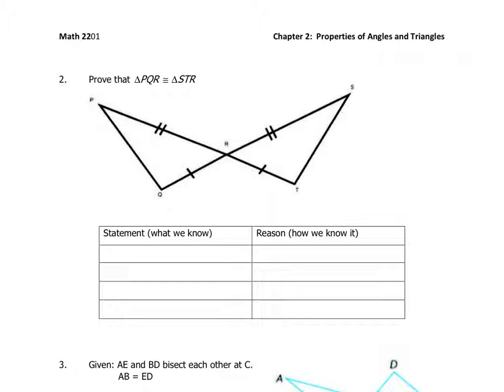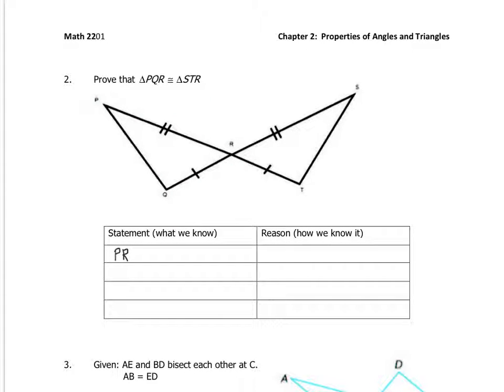Okay, question number 2. This time we are given that in the diagram PR is equal to SR, because they both have that same marking on them, so that's given. And we know that QR is equal to TR, that's given as well.